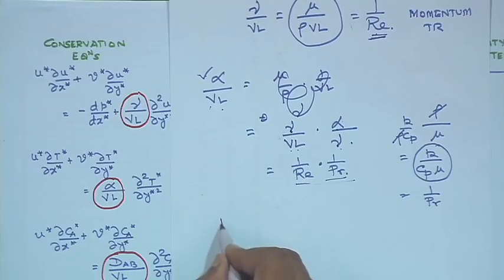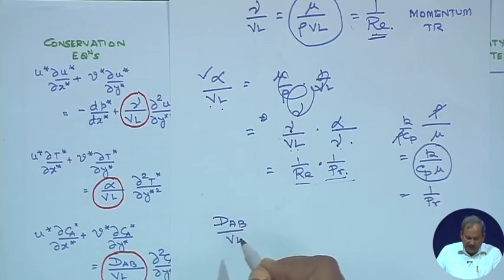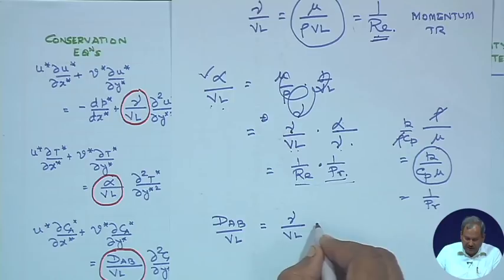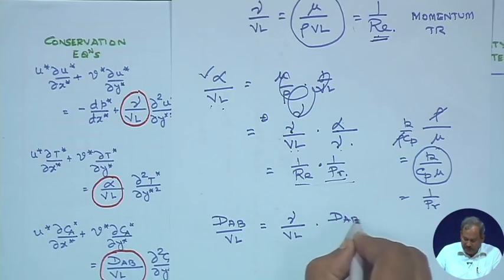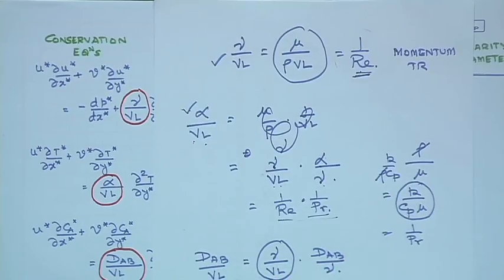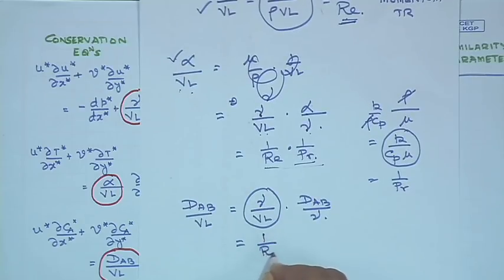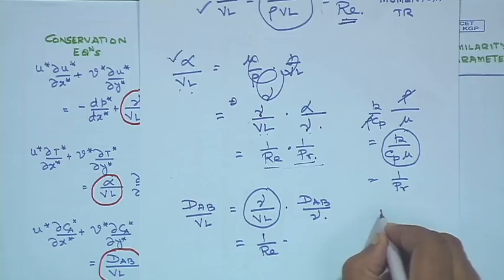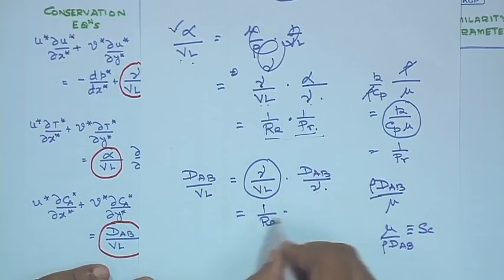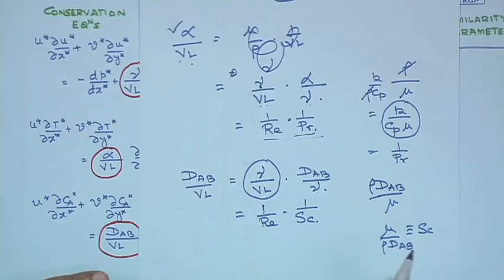So, the circled term that I have over here as DAB by VL, it can simply be expressed as nu, the kinematic viscosity, by VL times DAB by nu. So, this, as we have seen before, is nothing but the 1 by Reynolds number, and this one, DAB by nu, is DAB mu by rho. So, nu is mu by rho. So, mu by rho DAB is nothing but the definition of Schmidt number. So, therefore, this is going to be 1 by Re times Sc.